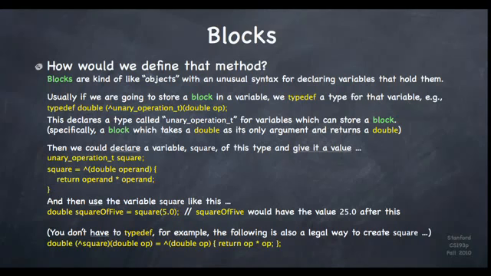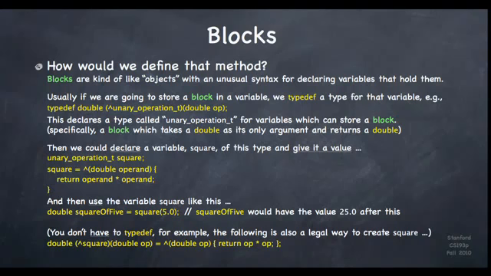So usually when we do this, we typedef. I don't know if everyone knows what typedef is. It's a C thing. Basically, you can define a type. So we're going to define a type, and that type is going to be a type of a variable that holds a block. And here's the syntax for that. Again, if you know about C function pointers, this doesn't look that weird. But here I've typedefed a variable called unary_operation_t. Usually when we typedef a type, we have _t at the end of it so that we know it's a type. So that's the name of this typedef.